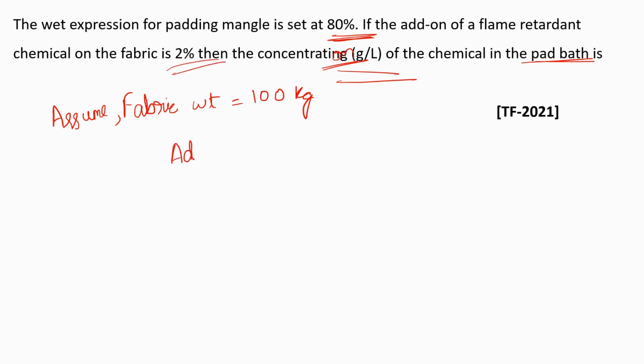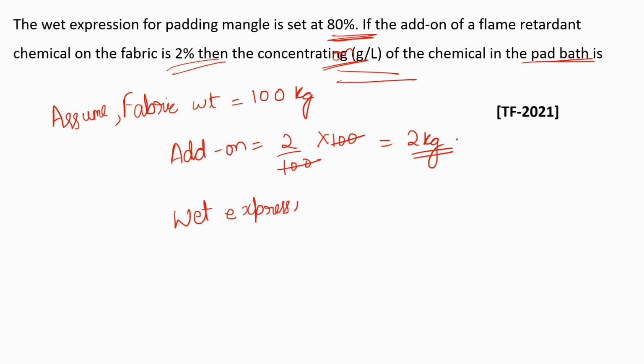So what will be the add-on weight? Add-on is equal to 2%, means 2 upon 100 into 100, means 2 kg. And wet expression is said to be 80%. So 80% wet expression is 80% on the weight of fabric. So 80 upon 100 into 100 comes out to be 80 liters, since the specific gravity must be 1 for this case.